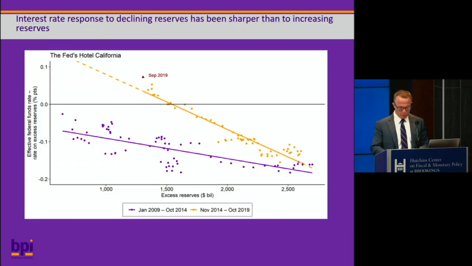The dynamic can also be seen in a graph of the Fed funds IOER spread versus the level of excess reserves. The purple line shows the relationship as the Fed increased the level of reserves, and the orange line shows the relationship as reserves declined in recent years. As can be seen, the interest rate response as reserves have declined has been sharper, suggesting that banks and their supervisors grew accustomed to reserves as a source of liquidity, and it has taken higher spreads to move them off their preferred arrangements than it did to make them willing to hold the reserves in the first place.